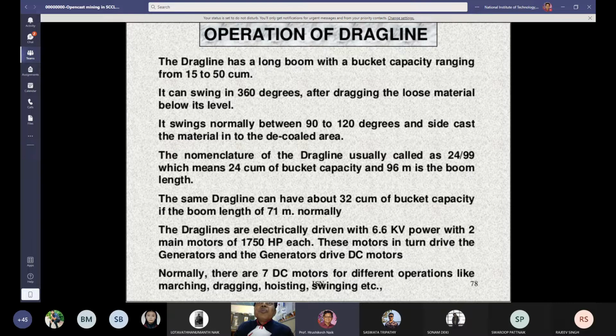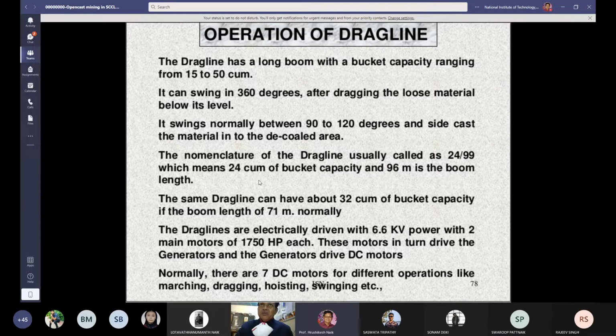Class. Okay, so here it swings normally between 90 degree to 120 degrees. If the swing angle is more than 120 degree, the cycle time of the dragline will increase. Therefore, the economical swing angle is 90 degree to 120 degree, and side cast the material into the decoaled area. The main purpose of using the dragline is to side cast the material to the decoaled area.